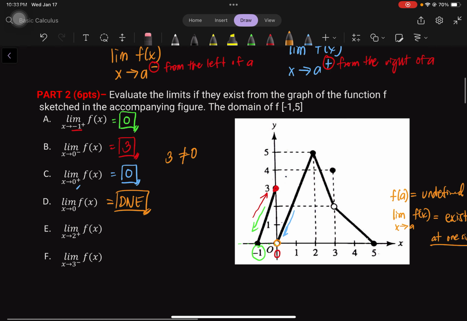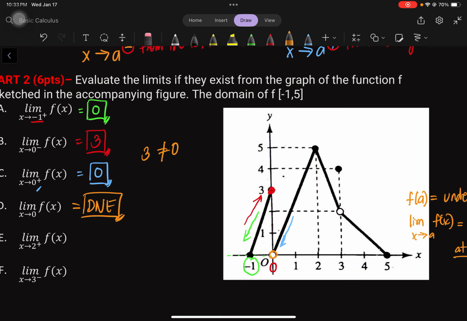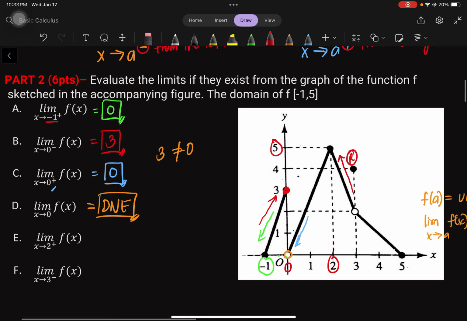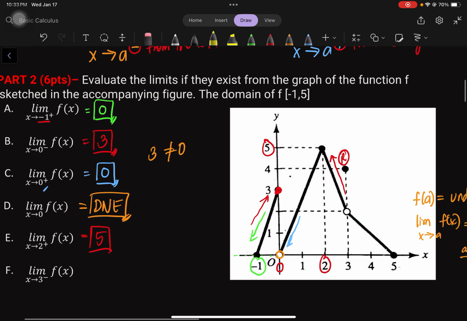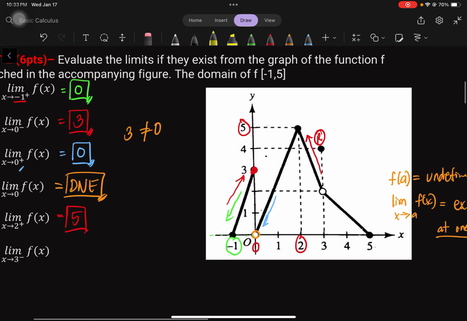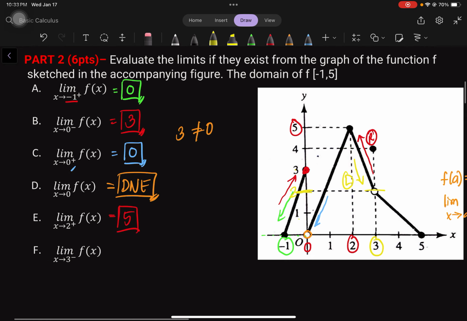Next, letter E. From the right of 2. So, nasa ng ating 2, ito. From the right daw niya. Galing sa right niya. So, papunta siya kay 5. Yung isa naman, from the left ng 3. So, from the left ng 3, ito yung 3 natin, from the left niya, papunta siya kay, anong value to? So, pagitan ng 1 at 3 ay 2. So, equal to kay 2. Okay? Next.